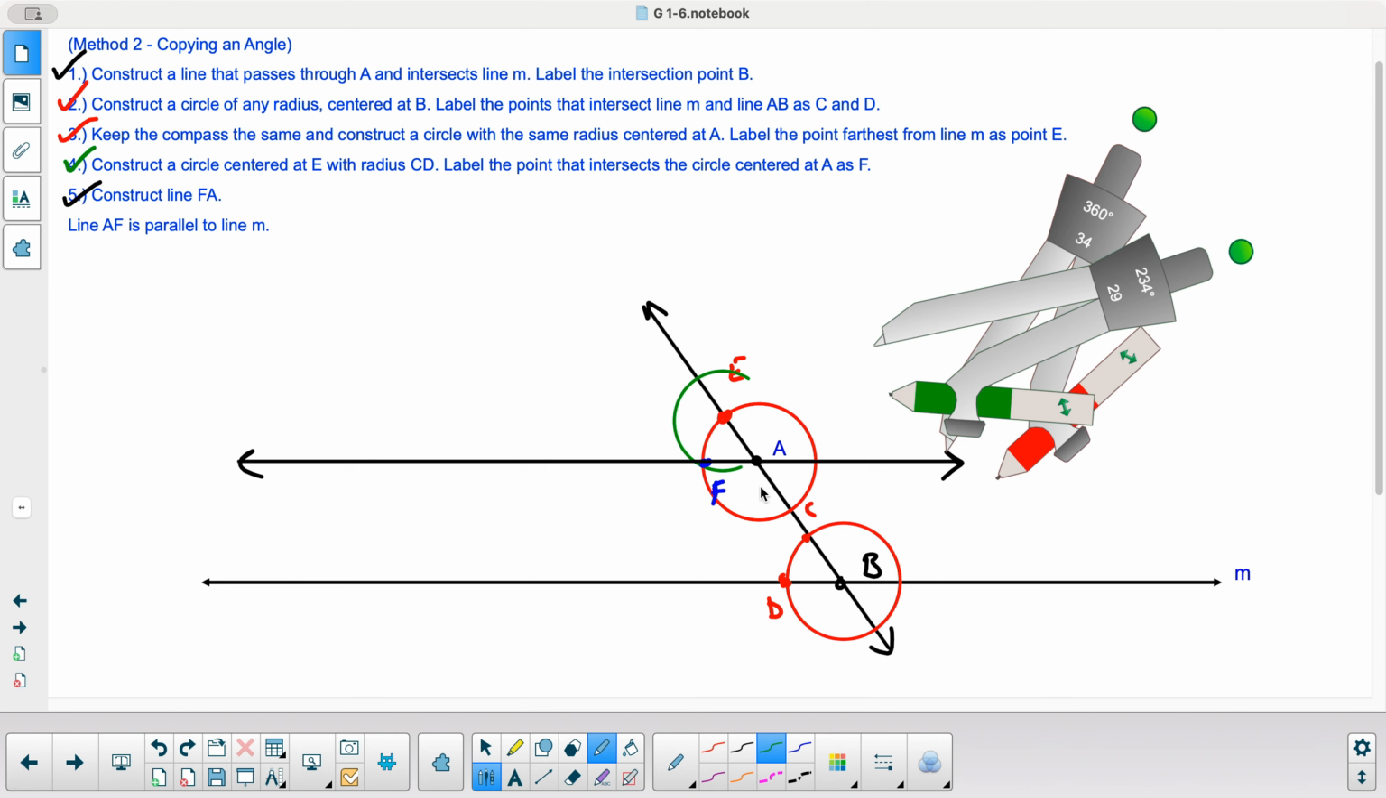Okay, remember, naming lines too. Like if I call this line AF, if I'm going to use 2 points on the line, you put an arrow above it. If I have a letter on the side of it, this isn't a point here, I could say line M. Okay, so there you go.